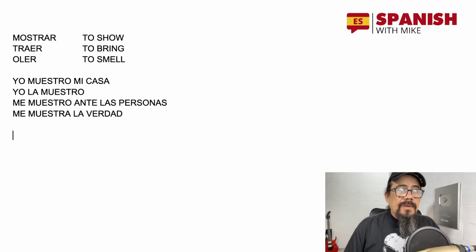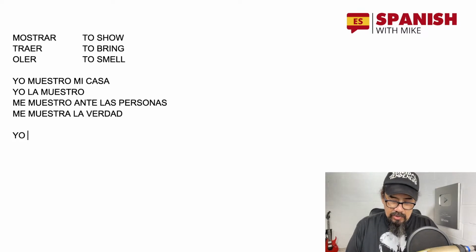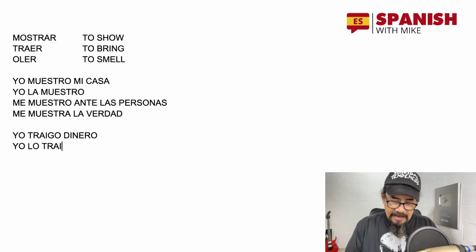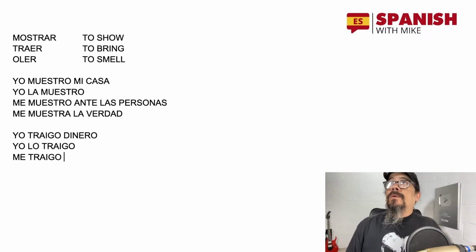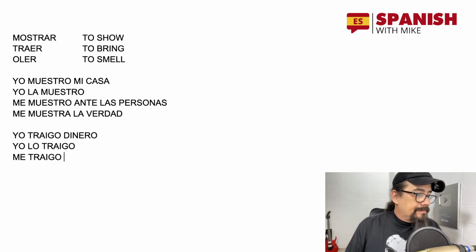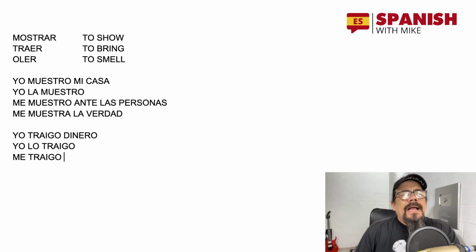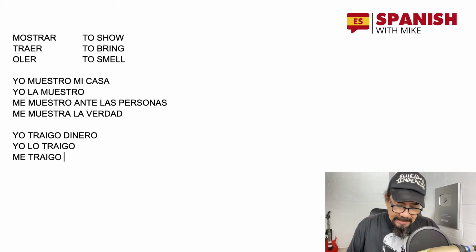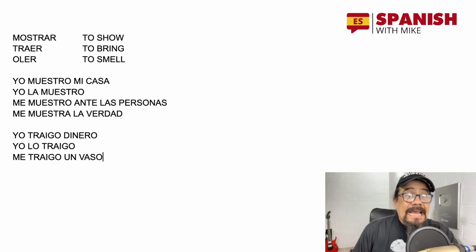Traer, with traer, same thing happens. Yo traigo dinero. I bring money. Yo lo traigo. I bring it. Me traigo. Oh, me trae. No, me traigo. Yeah. Me traigo. Now I'm thinking. I think traigo. Yeah. Me traigo un vaso.